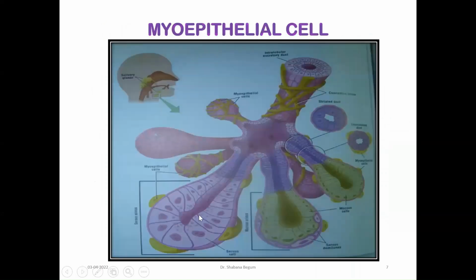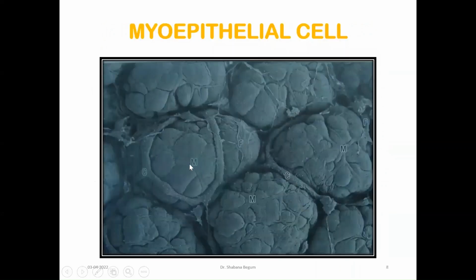In some glands, we have special cells known as the myoepithelial cells. These myoepithelial cells are present between the basement membrane and the secretory end piece. And as the name suggests, these are cells which have the characteristics of both muscle cells as well as epithelial cells, and they help to express the secretions into the ducts. This is a picture of the myoepithelial cell surrounding the secretory end piece.